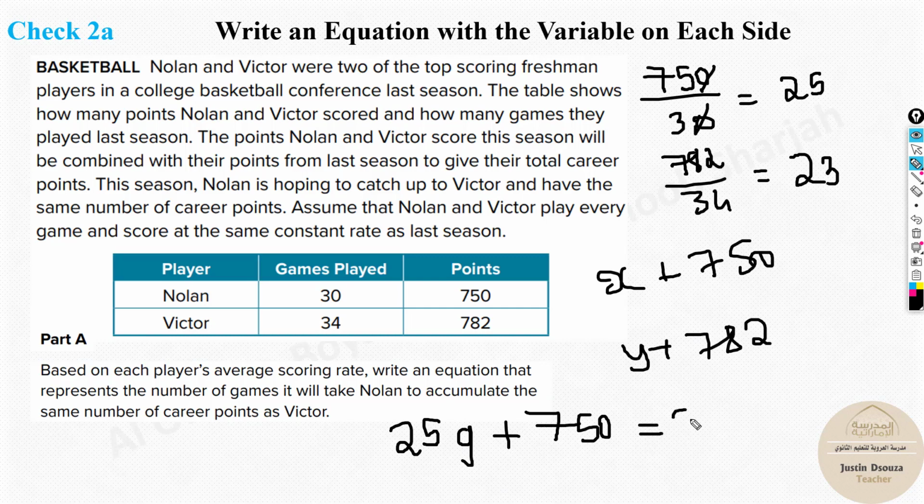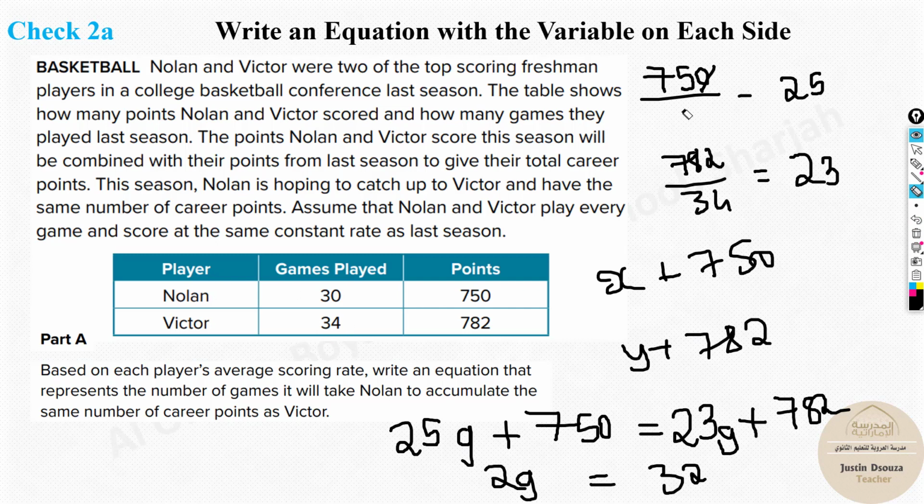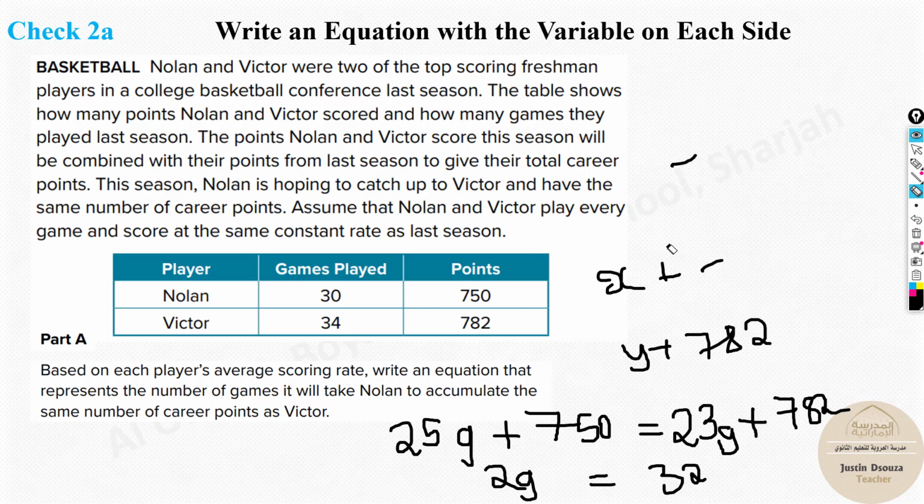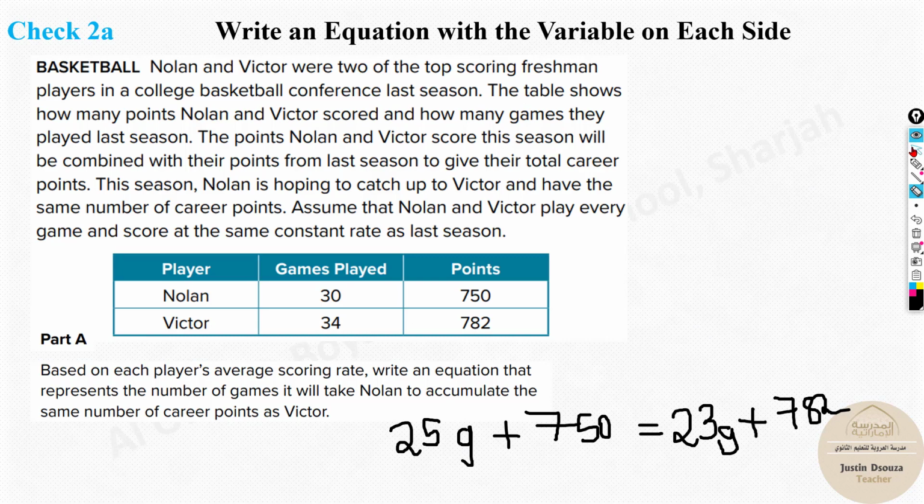With Victor. Victor's equation is 23 per game plus what are the previous points? 782. So now you should just solve this equation. You will get the answer. You should take this 23 to the other side. It's going to be 2G, 25 minus 23 equals this to the other side will be 32. The answer is 16 games. In 16 games, Nolan and Victor will have the same points. That is what it is. So this is the equation. Okay, this above equation is very important.